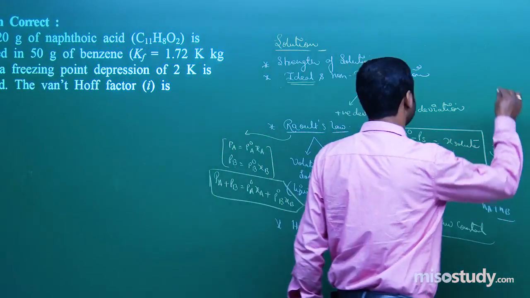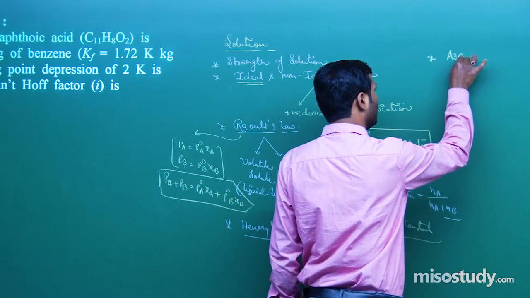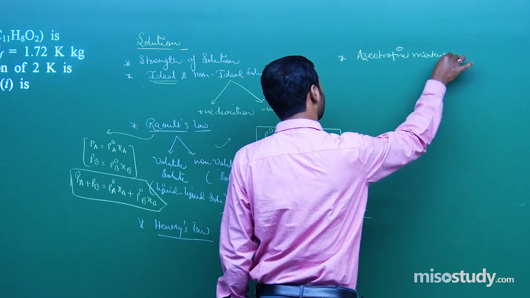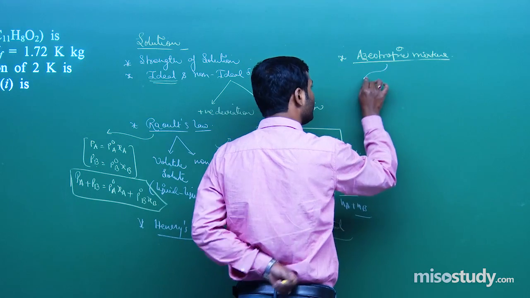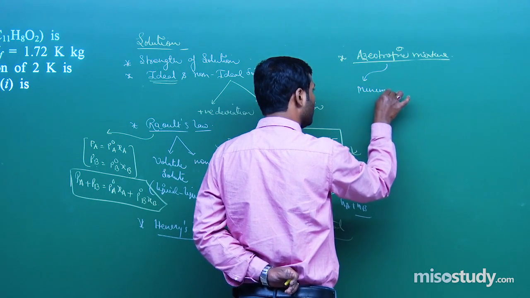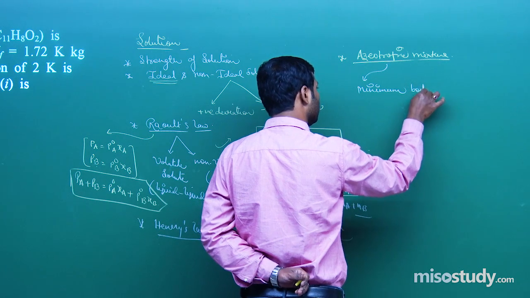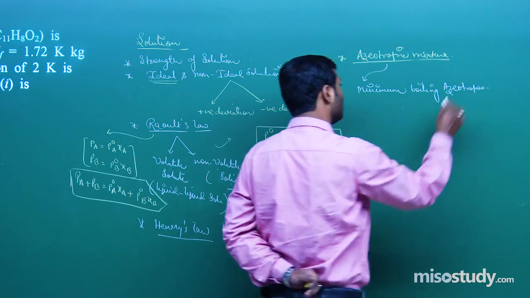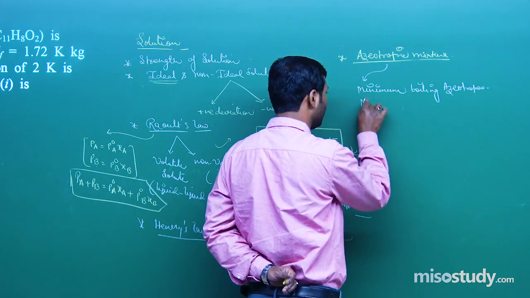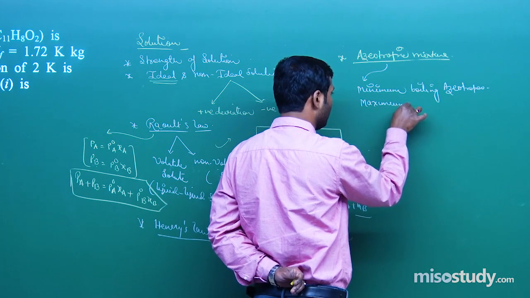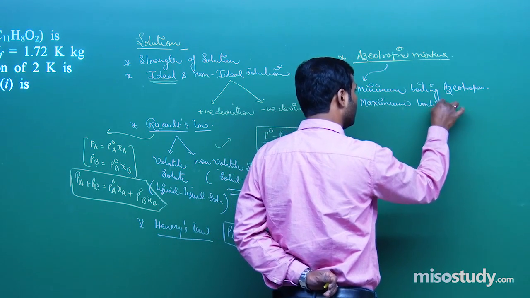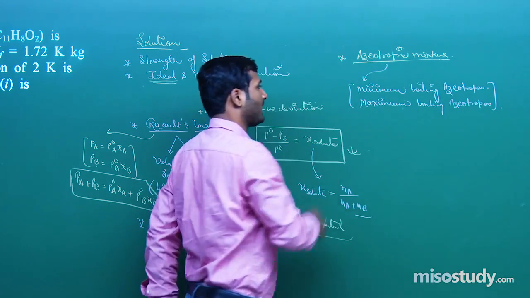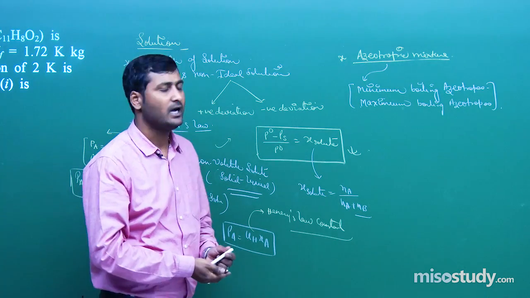Then I'm moving here. Then you have to focus on azeotropic mixture. Yes sir, azeotropic mixture. It is of 2 types. Do you remember this? Yes. Minimum boiling azeotropes, and the second one is maximum boiling azeotropes. Again I am repeating, minimum boiling azeotrope and maximum boiling azeotrope. Am I right here? Yes sir, you are absolutely right.